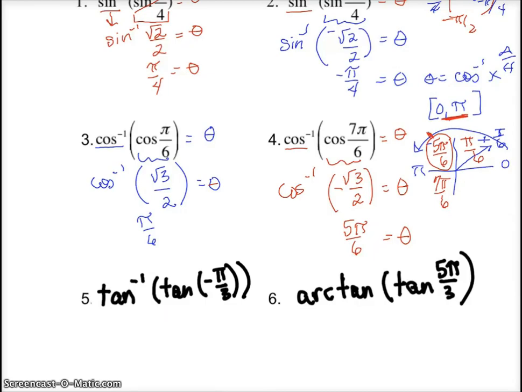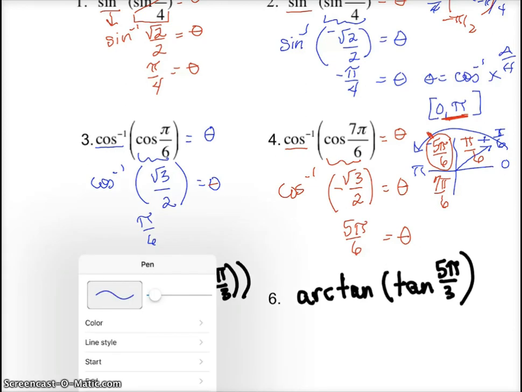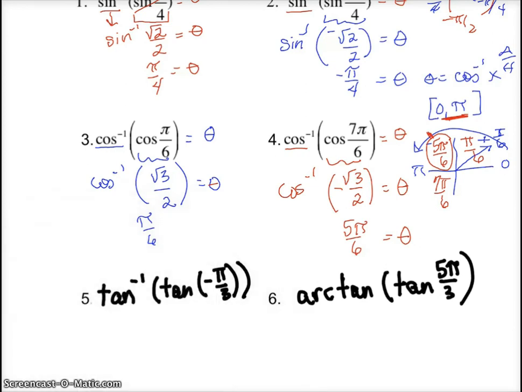Let's take a look at examples 5 and 6 where we evaluate composite functions with tangent. To begin, I check the outside and see that the outside of the function is an inverse, which means we will be solving for an angle. So we'll evaluate from the inside following order of operations. So the tangent of negative pi over 3.